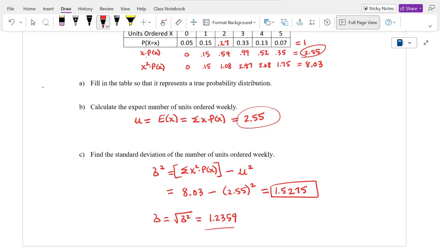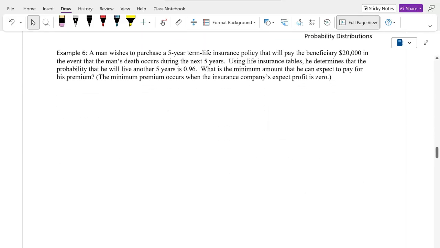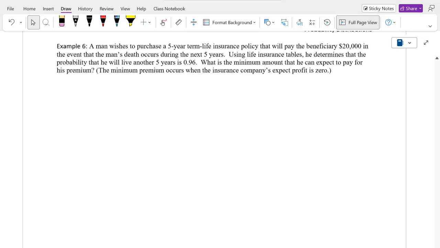Now, example number 6 on the next page, we will do in class together, but it's a really neat way to kind of work it backwards. We're actually going to look at insurance problems more in our upcoming, or actually in our homework, and we'll do a couple of those together. So I'll see you then.